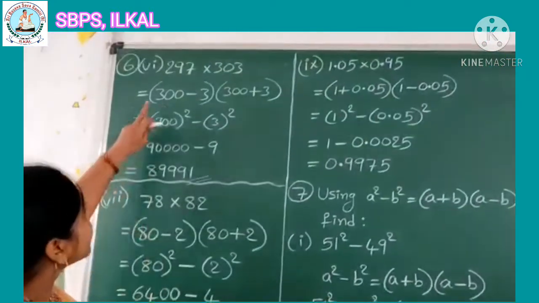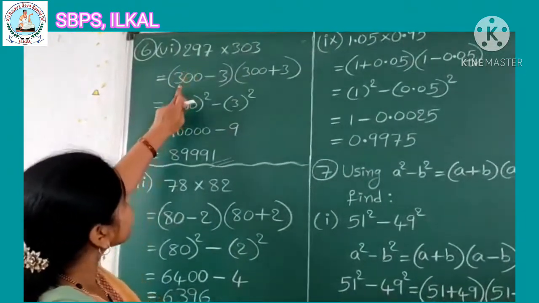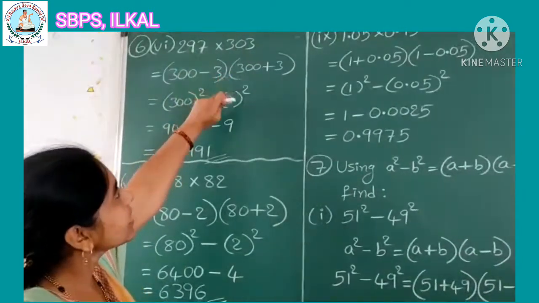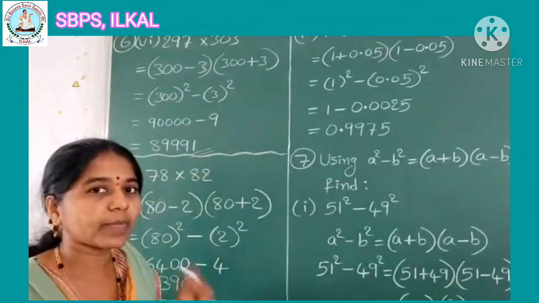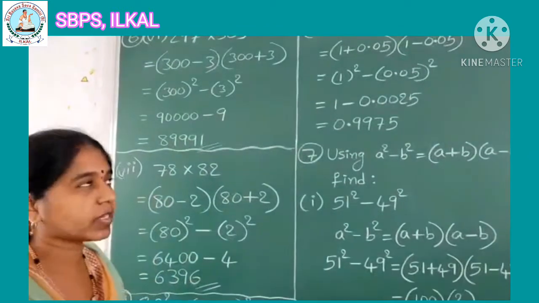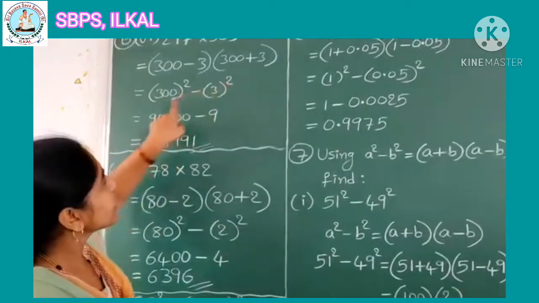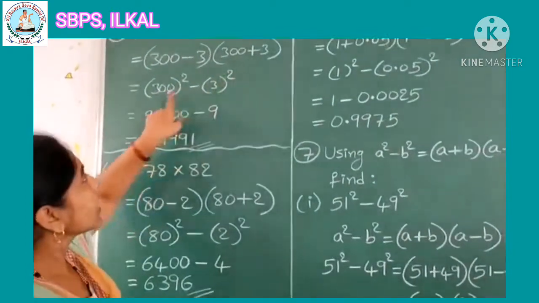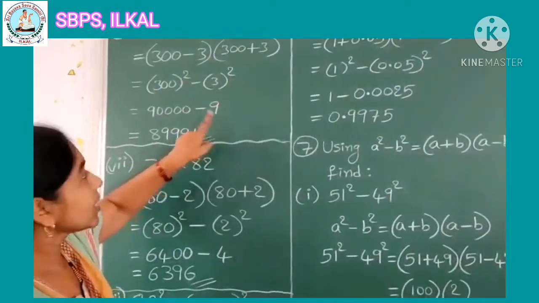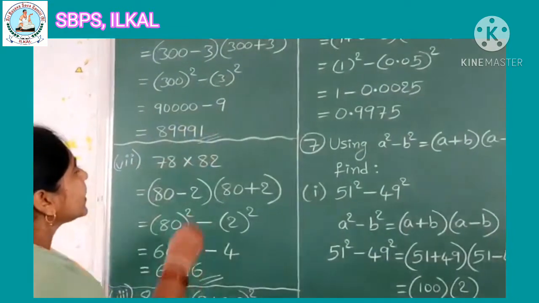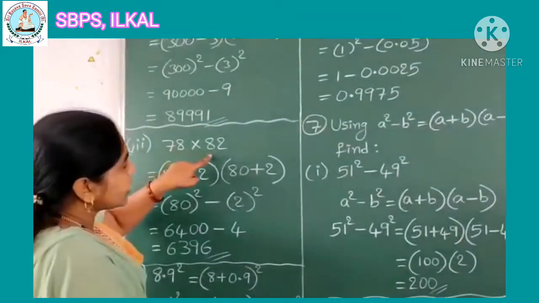Next question, children. 297 into 303 they gave. Okay. 297 can be written as 300 minus 3 and 303 can be written as 300 plus 3. Now a minus b into a plus b. A plus b into a minus b is equal to a square minus b square. Third identity we are going to use now. 300 square minus 3 square, because a square minus b square. Okay, 300 square is 90,000, minus 3 square is 9. Okay, 90,000 minus 9 gives 89,991.